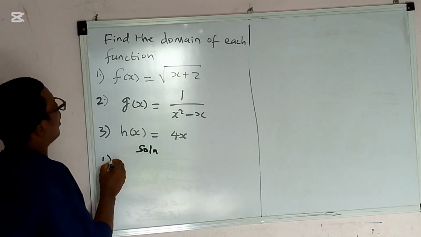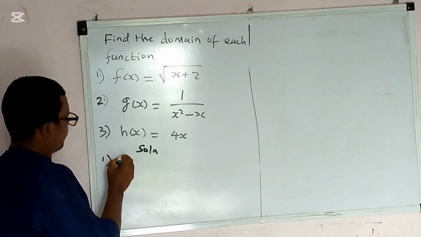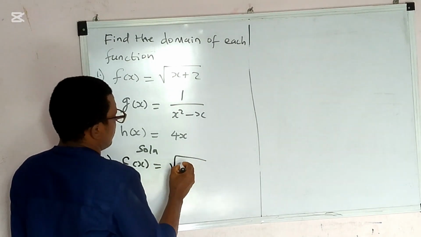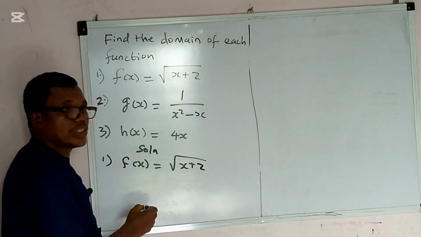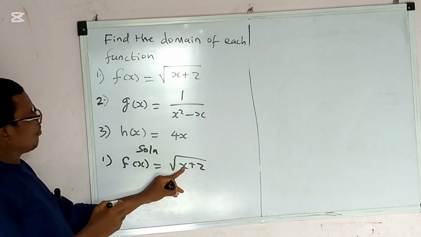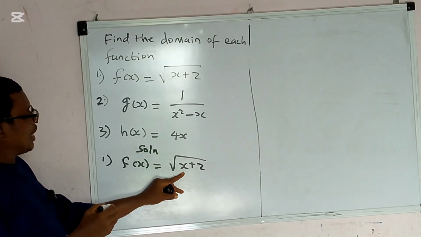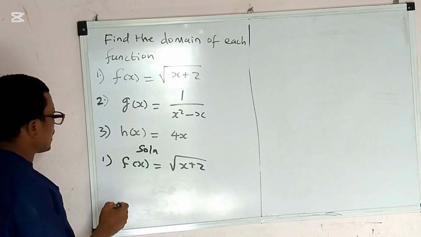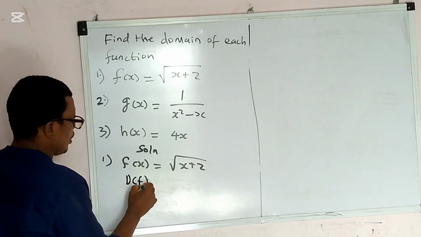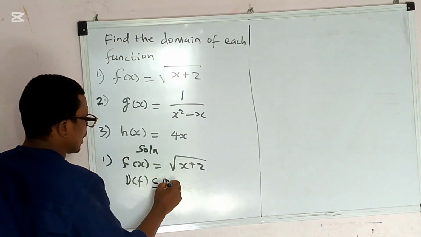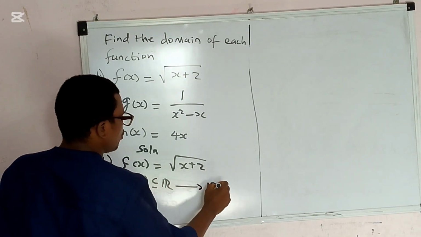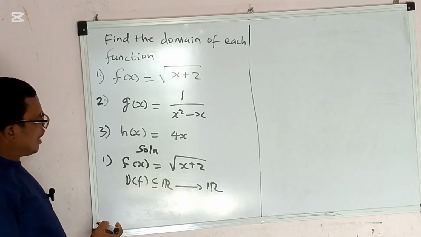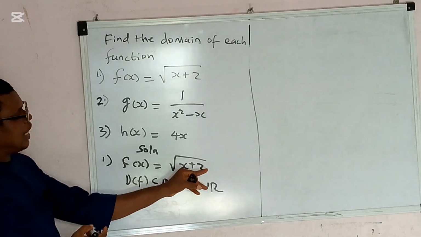Number one, you have that function f, which is defined as the square root of x plus 2. So the question is, what are the values of x in R that will make this function meaningful? That's actually what we call the domain of f. The domain of f will be a subset of R, and of course the range will also be in R. So we are interested in computing the domain of f, and those are real numbers such that this function becomes meaningful.